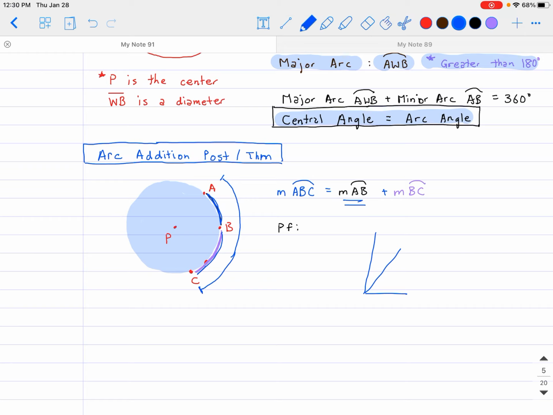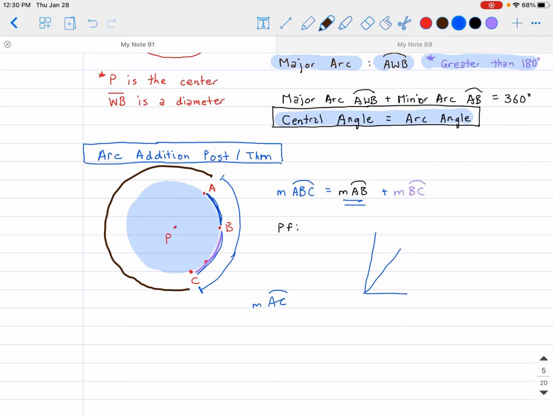Also, something that I did not mention earlier, it's preferable that you write each of these arcs with 3 letters if possible, because then we can be a little more clear as to which arc you're actually referring to. If I were to write the measurement of AC as an arc, some people might think we could possibly be referring to this part over here. So that is something we want to clarify if possible.